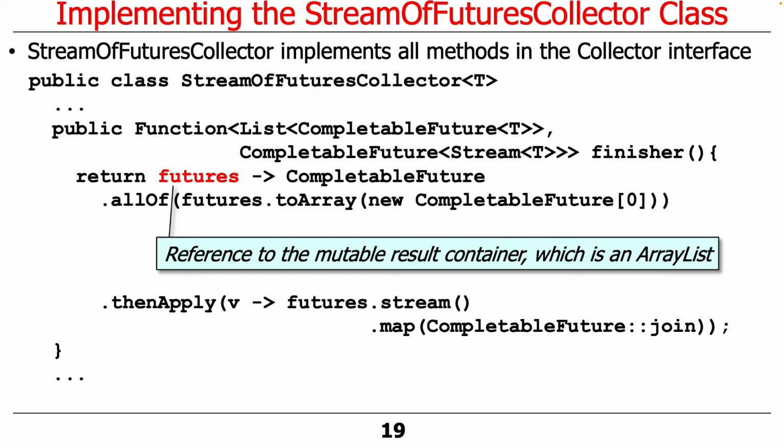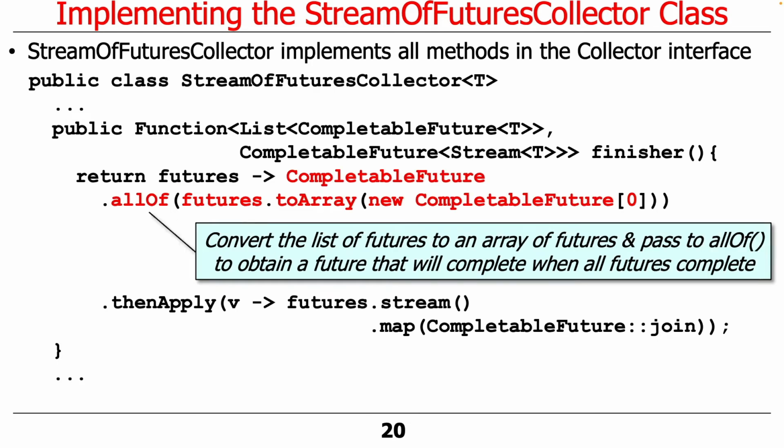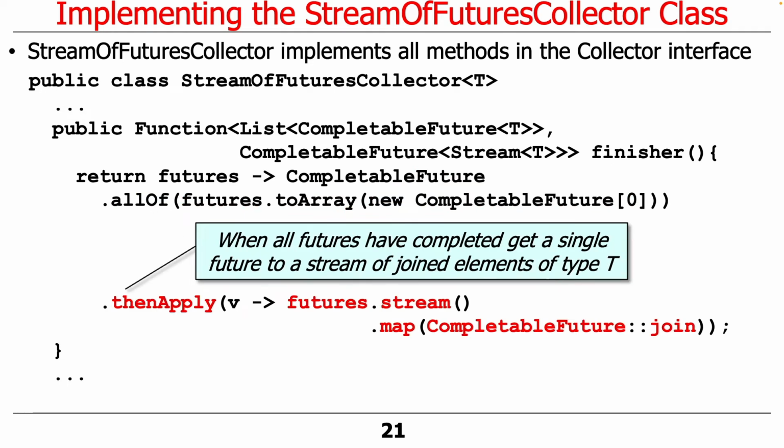We take futures, which is this mutable result container. It's that list of completable futures. And we turn that into an array by using the toArray factory method on the futures list. And this new CompletableFuture sub-0 thing is just there to tell it what type to make this. It's kind of goofy, but that's the way it works. So then we take the array of these completable futures, and we call allOf, and that returns one completable future that completes when everything else completes.